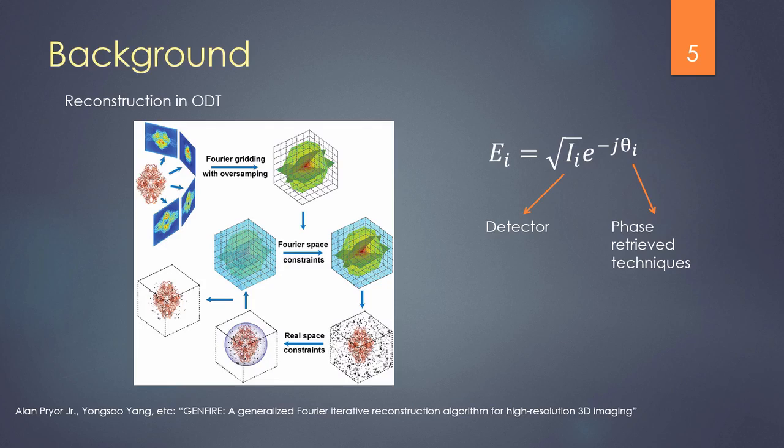So this is the electrical field, and this is the intensity, and this is the phase. This is the complex electrical field, and the intensity can be detected by the camera. However, in order to get the phase of the field, I have to use another technique called phase retrieval. Here, I can use the transport of intensity equation, structured light illumination, or digital holographic microscopy to retrieve the phase.